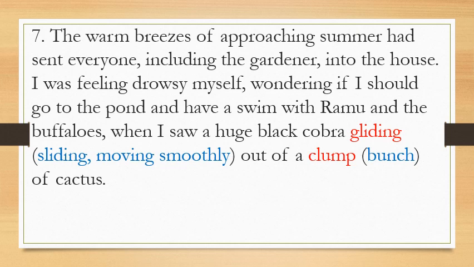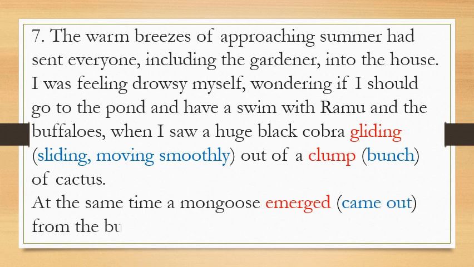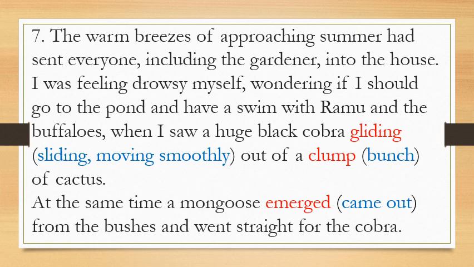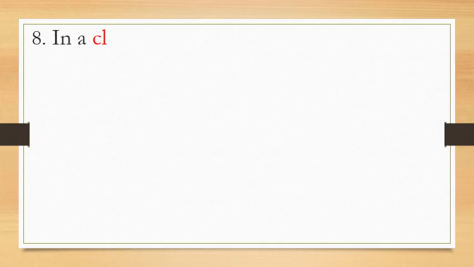Means the author was also feeling sleepy and lazy. Rather, he was deciding to visit the pond to swim with Ramu and buffaloes when he noticed a cobra coming out of a bunch of cactus. At the same time, a mongoose emerged, means came out from the bushes and went straight for the cobra. Means the mongoose came out of the bushes and went straight to the cobra to fight with him. Now let us move to next paragraph.